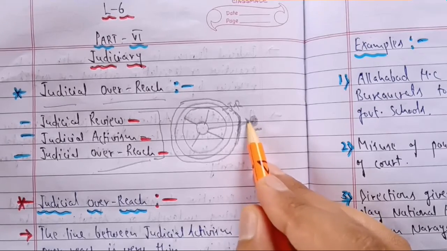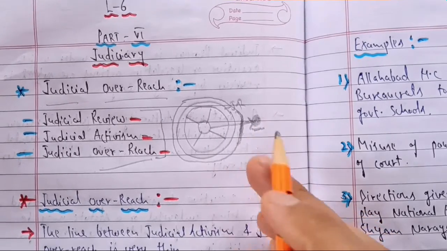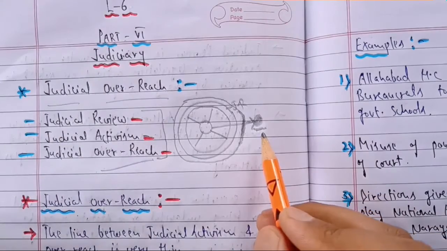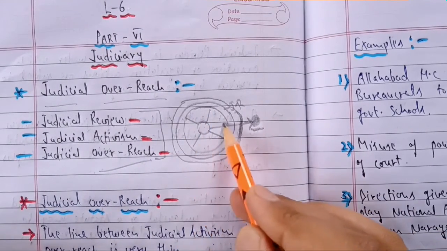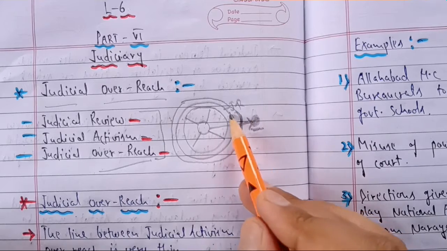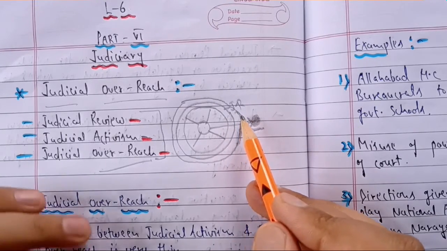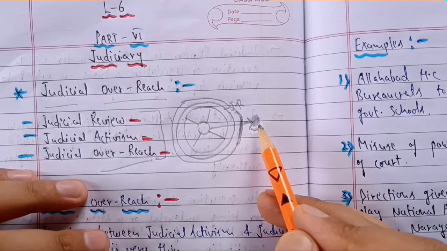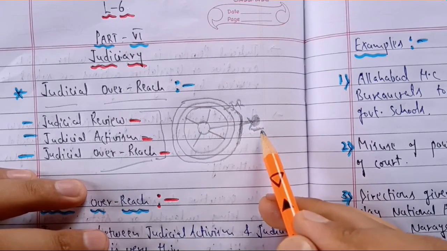Okay, in many situations and cases we have seen the judiciary cross the limits beyond its territory. So we basically read about the laws, the judiciary and its jurisdiction. Then we read about judicial review and judicial activism, but this is judicial overreach, which is not supposed to be the function of the judiciary in our country.